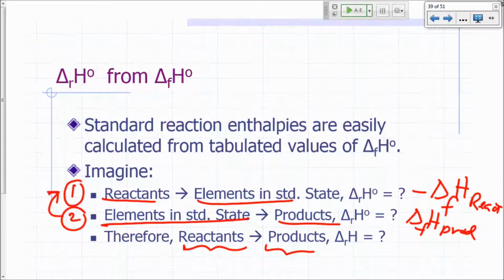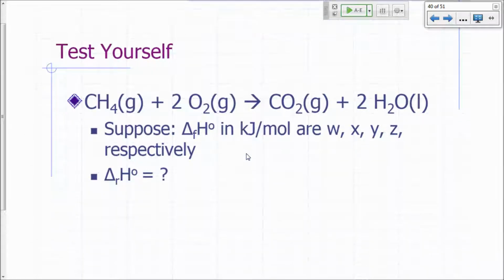The sum of these two. So negative delta H formation of reactants plus delta H formation of the products. Or you can say delta H formation of products minus delta H formation of the reactants. Okay? So that's the beauty of tabulating standard enthalpies of formation. For any reaction that you have, you just look up the standard enthalpies of formation, then you just take the values for the products, subtract the values for the reactants, you get the delta H for the reaction. All right, so let's illustrate that with an example right here.